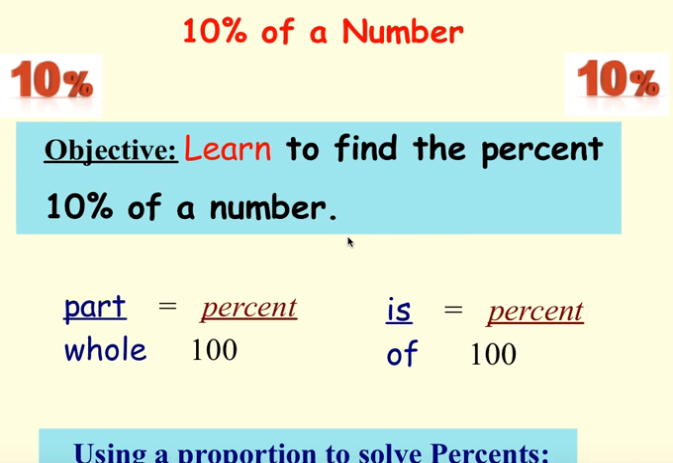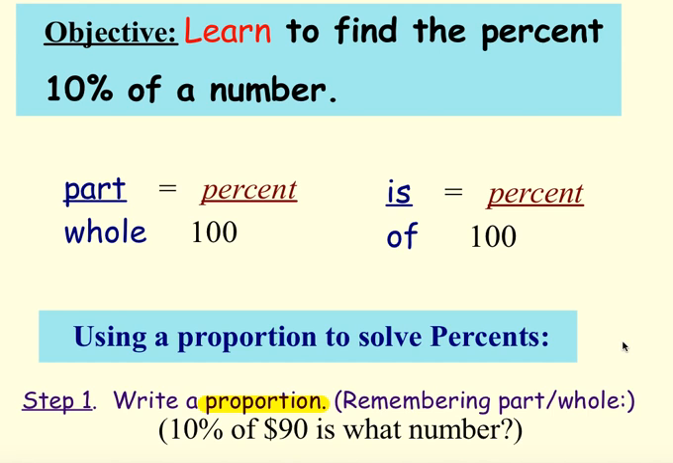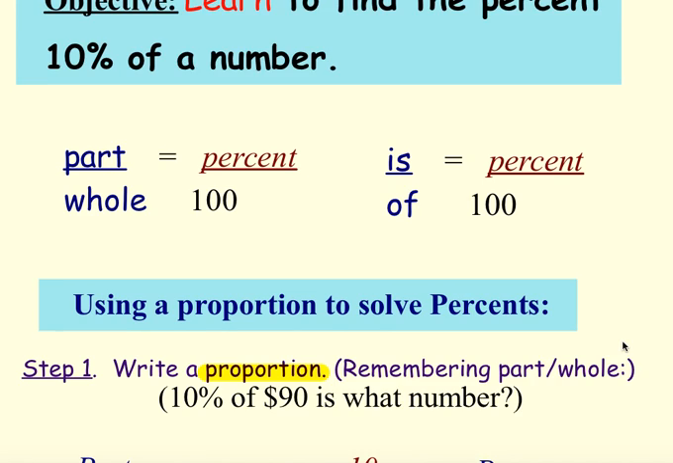For sure, one method is going to work all the time, but I'm not sure if it's always easy to do mental math as you set up using a proportion. And if you notice with the proportion, you always put the percent over 100, part over whole, and then you cross multiply. So I'll give you a quick example of that.